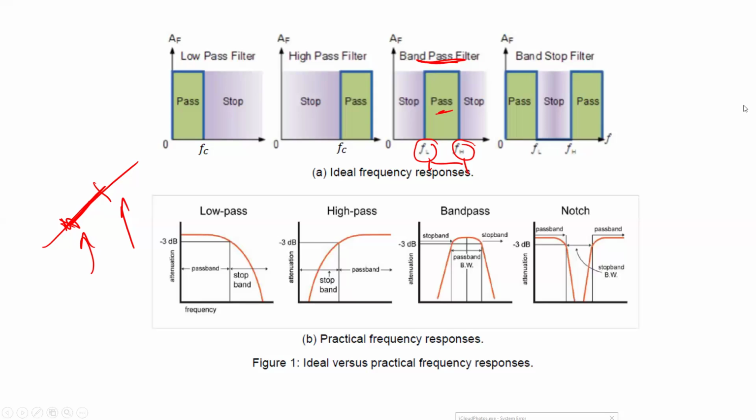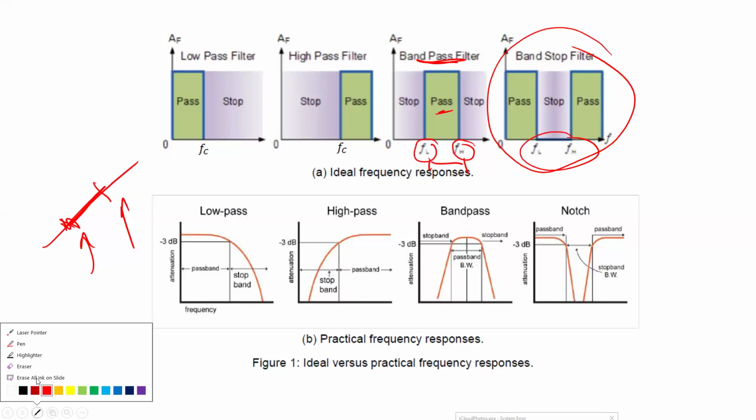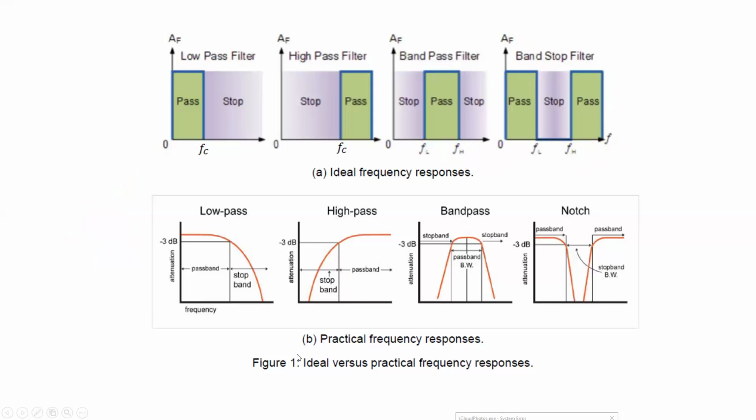The last one, as you see from the frequency response, can pass everything except a certain range. So again, filters are circuits that can pass some frequencies and cannot pass other frequencies, and they have many very useful applications. In this experiment, we are going to focus only on the low pass filter and the high pass filter.